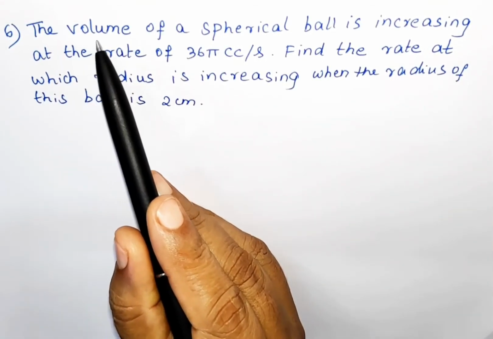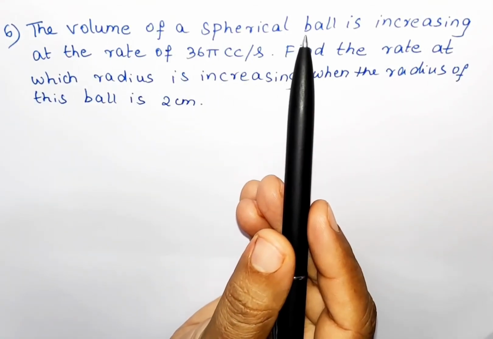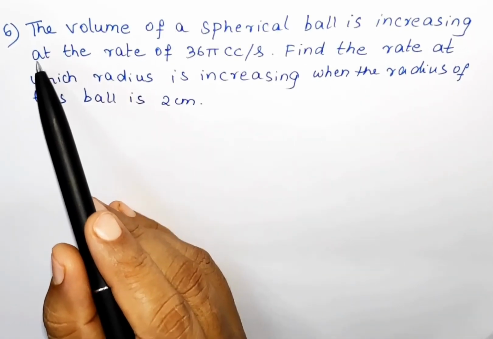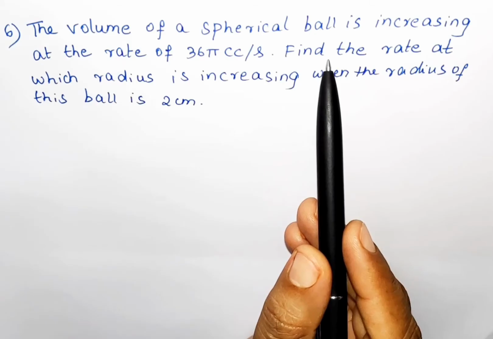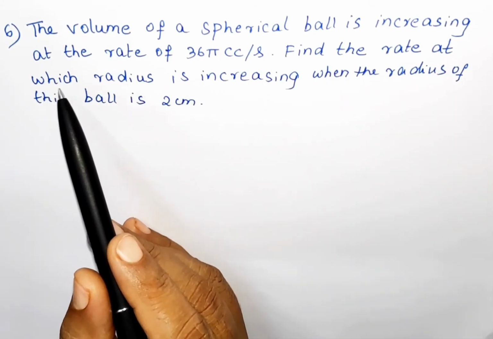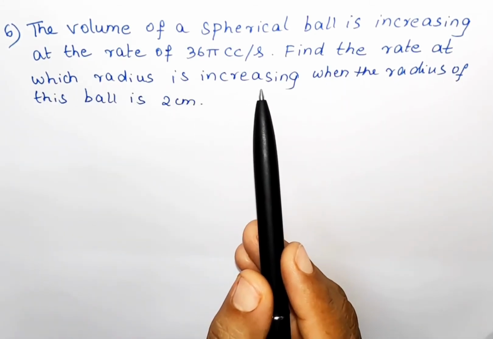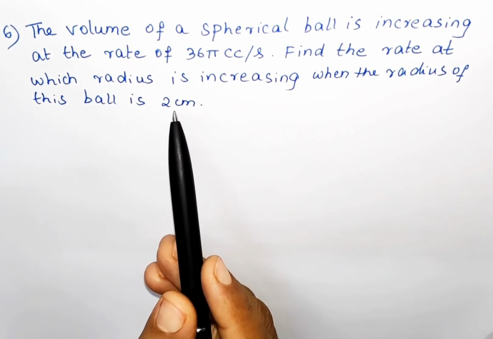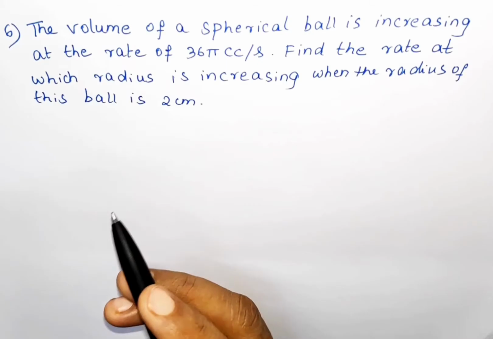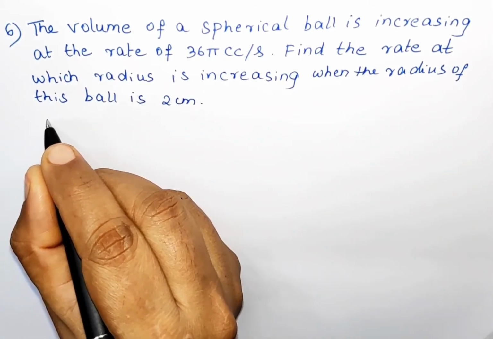Now let us solve question number 6. The volume of a spherical ball is increasing at the rate of 36 pi cc per second. Find the rate at which radius is increasing when the radius of this ball is 2 centimeter. Now let us solve this problem.